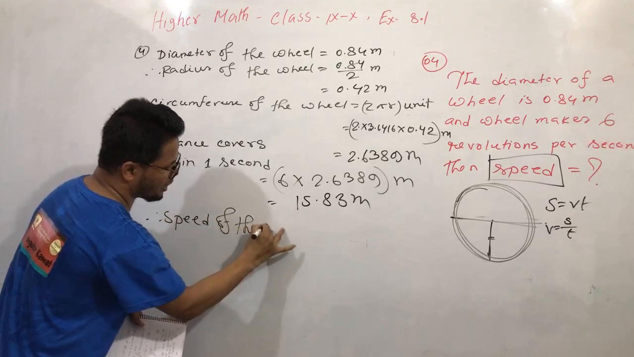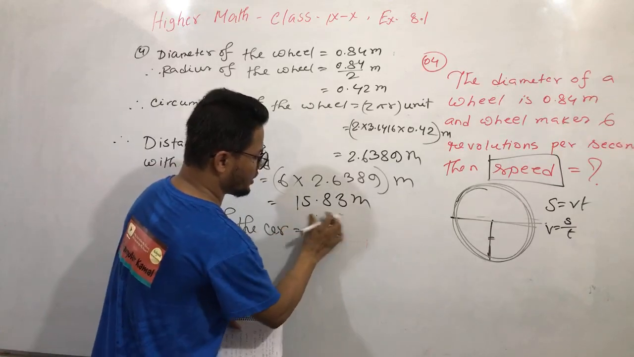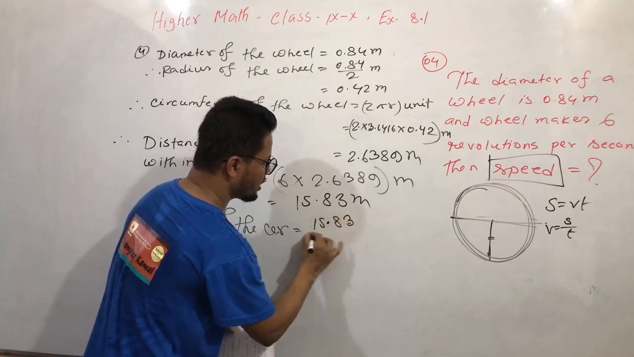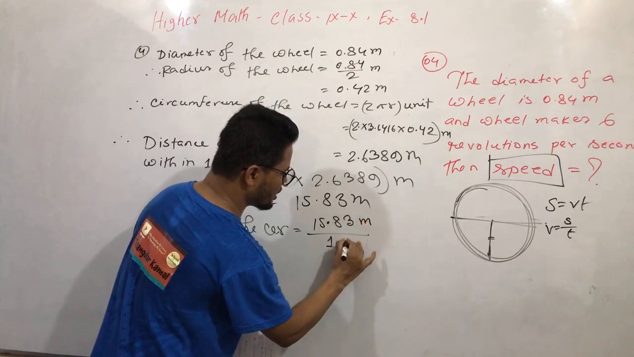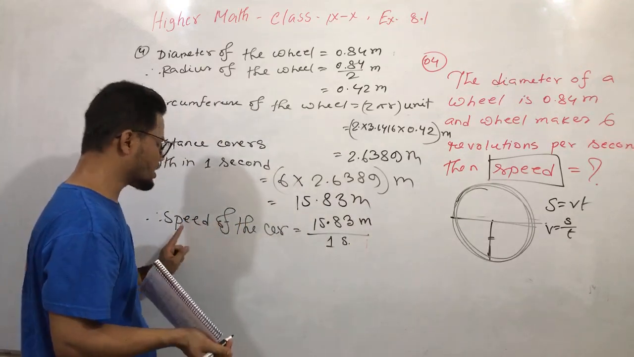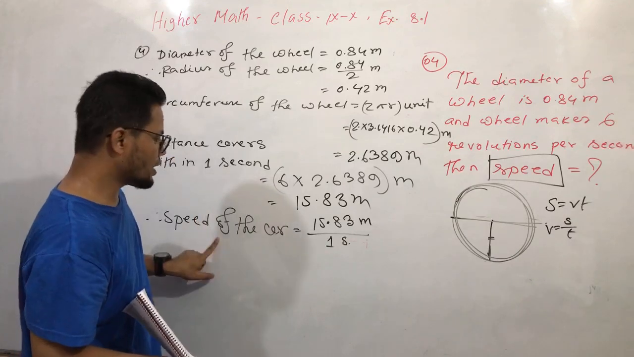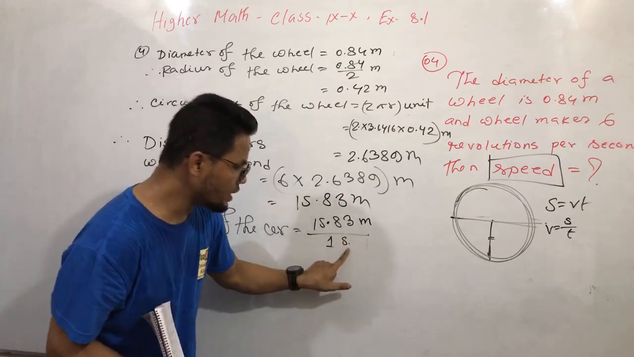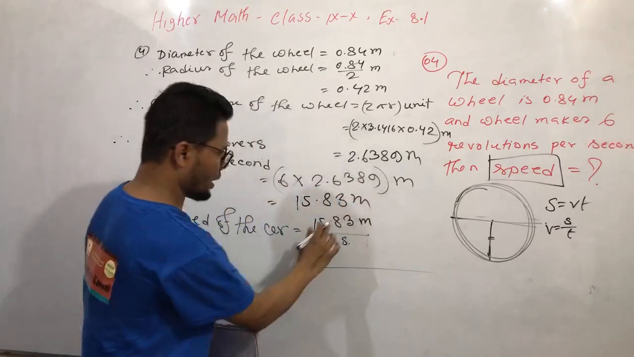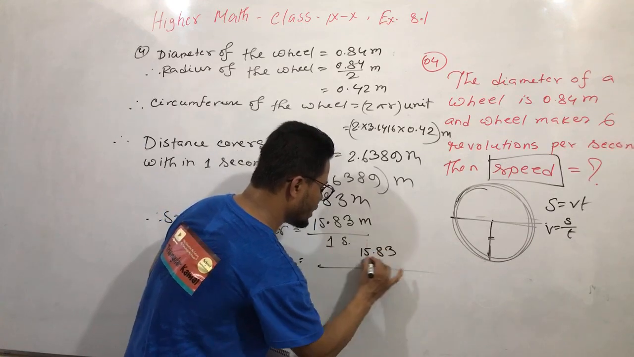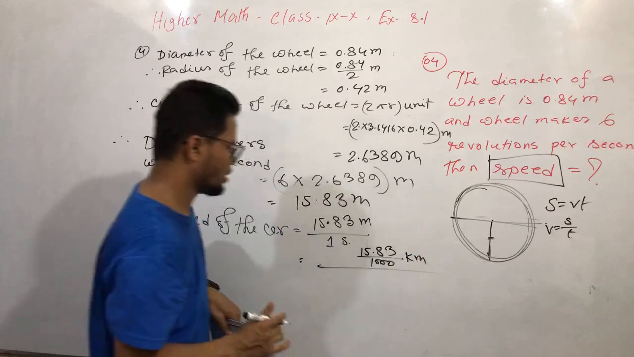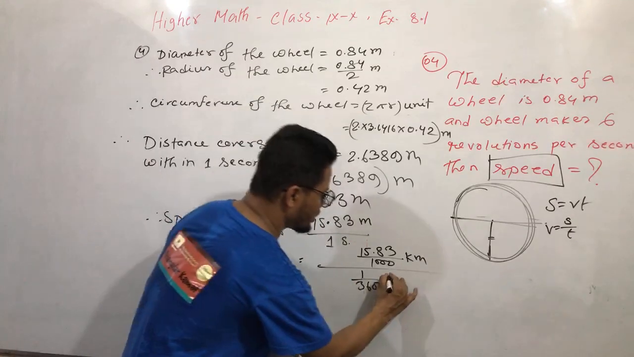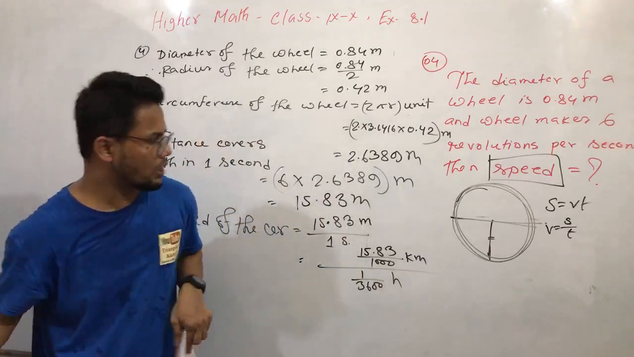So now the speed of the car or wheel equals S by T. S means the total distance traveled, 15.83 divided by the time within 1 second, and this is meters and this is seconds. But we know that for the maximum case, the speed of a car or any vehicle is converted to kilometers per hour. That's why we have to convert meters into kilometers and seconds into hours. If we convert meters into kilometers, 15.83 divided by 1000, and this is now kilometers, and seconds converted into hours, this one will be 3600, and now this is hours. Now do a simple calculation here.